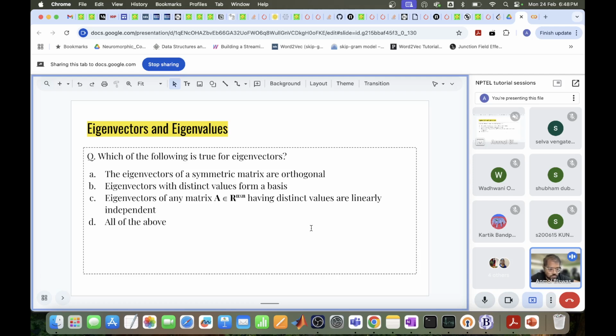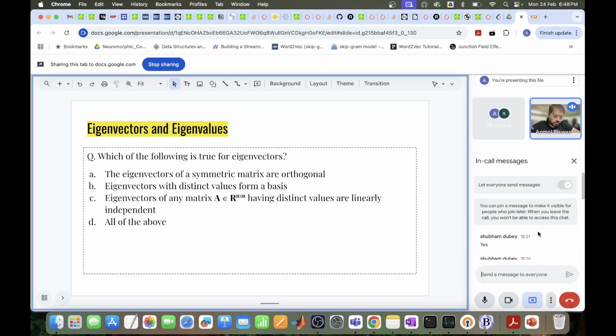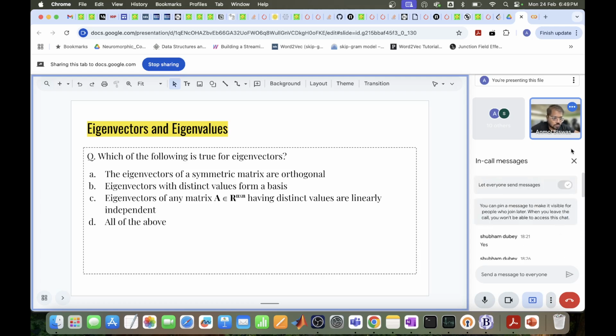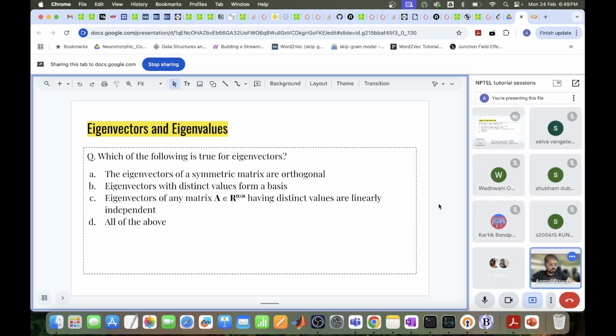So this question deals with all of the properties of eigenvectors, right? And so we will see short proof sketches of some of these properties. Once again, I'll give some time for people to absorb the question and then see the answer and the solution, and briefly talk about the proofs of these things.